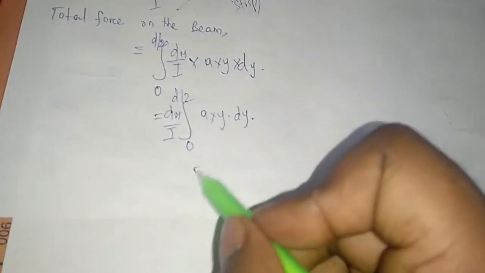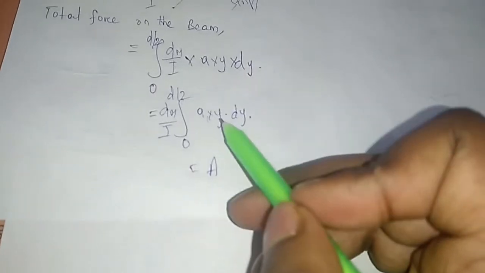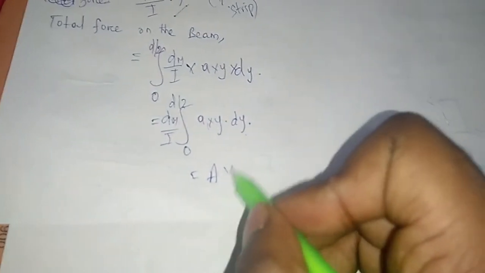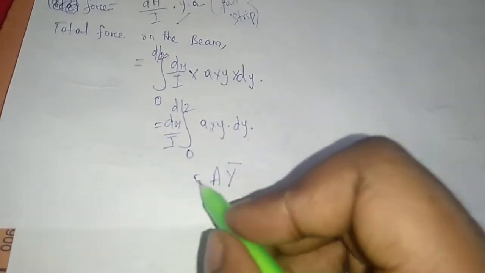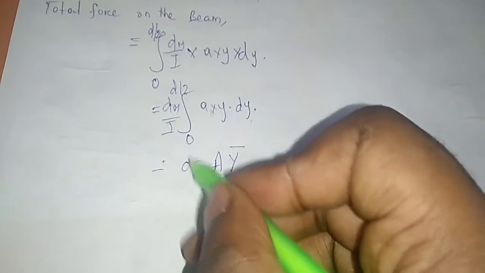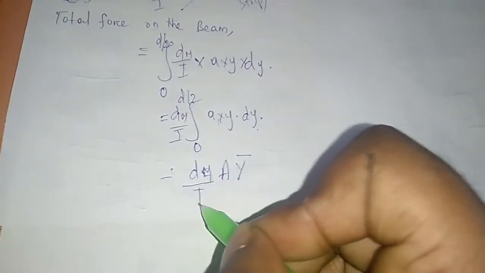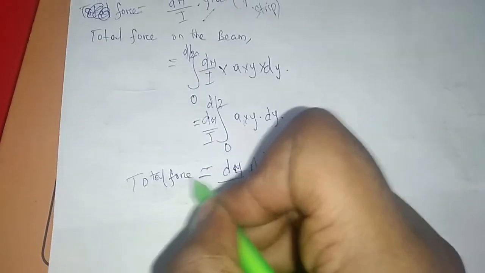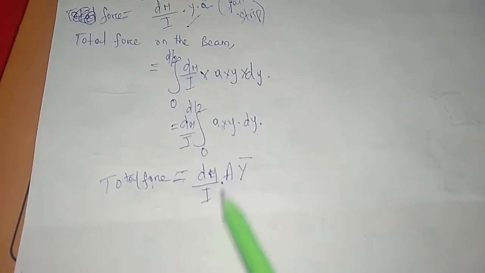If you integrate A, it will become like this. Okay, and if you integrate y into dy, it will become y bar. Okay, so what is the equation? dm by I into A y bar. So this is your total force acting on a particular beam section. So the total force is equal to dm by I into A into y bar. This is the total force.